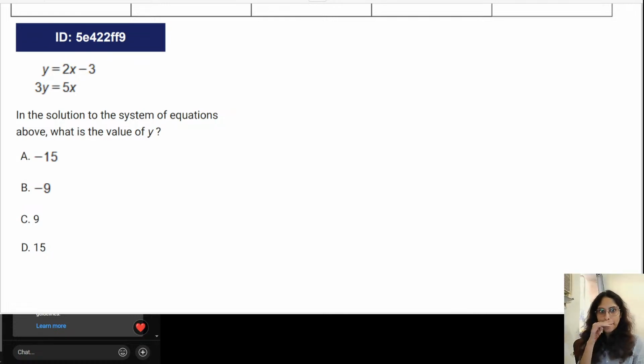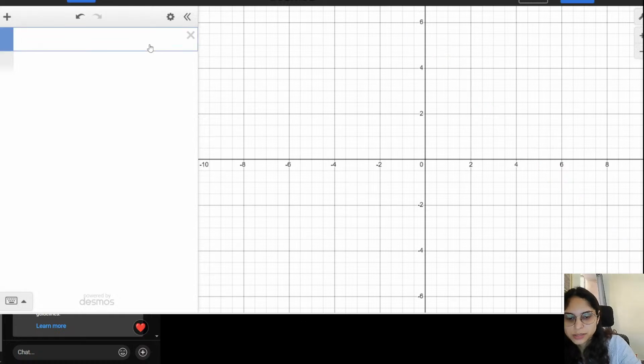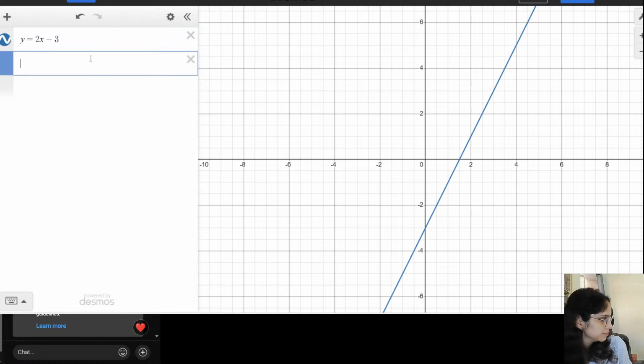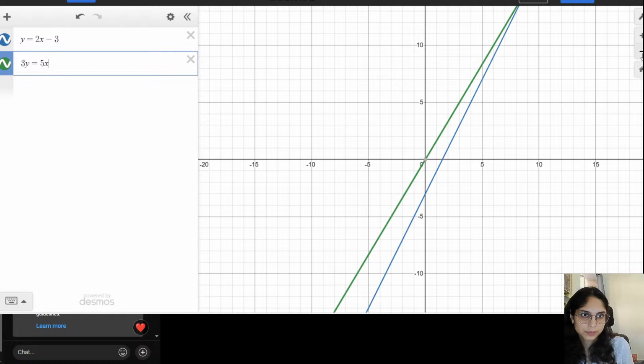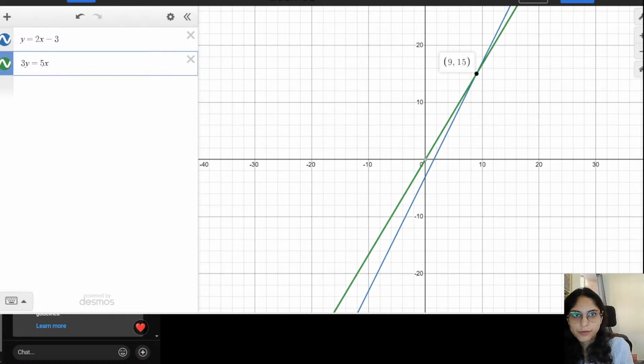Yeah, so I'm back. What is the value of y? Again, you can't find any possible combination. Adding, subtracting is not going to work, so just Desmos. y equals 2x minus 3, 3y equals 5x. Value of y is 15.